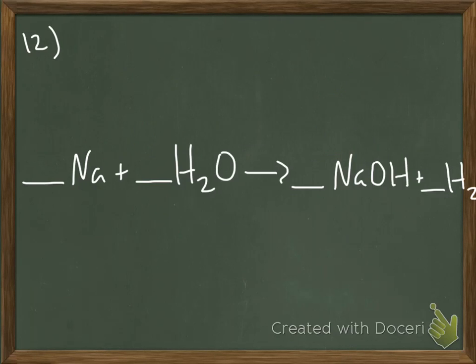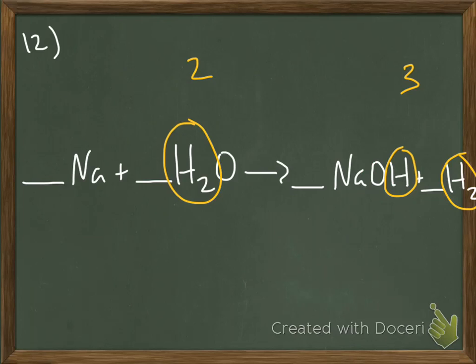Let's take a look at the sodiums. I have 1 and I have 1. Okay, that's good. Let's look at the O's. I have 1 and I have 1. Okay, that's good. Let's look at the H's. I have 2 there. I have 1 there and 2 there, so that's a total of 3. I have 3 on this side. I have 2 on this side. So we need to think about the lowest possible number that we can have of hydrogens on each side.